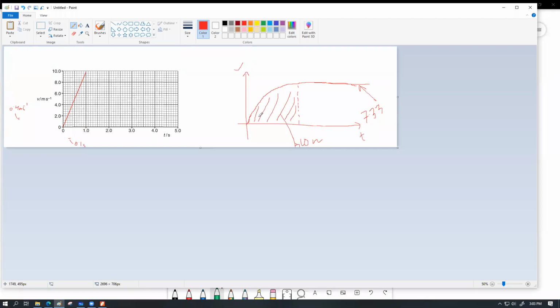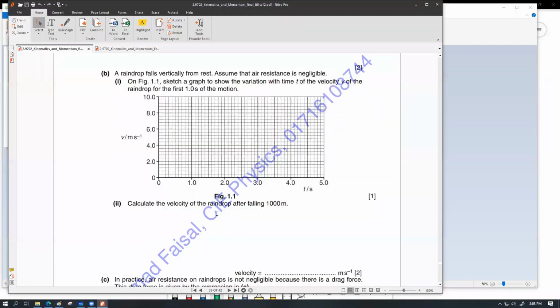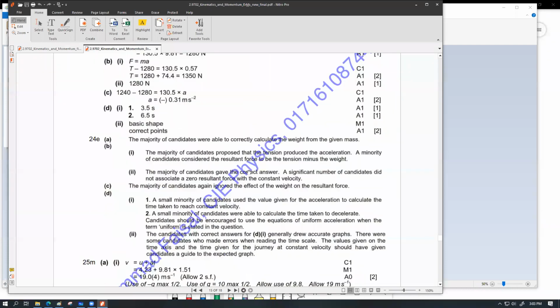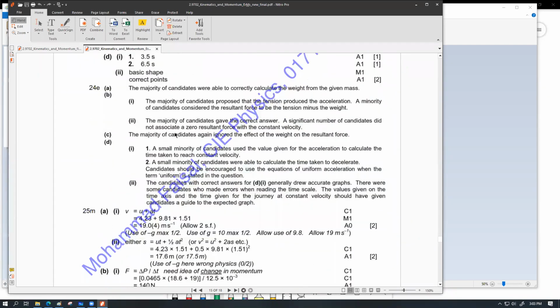The mark scheme says we should keep it to 7 meters per second. It does? Yeah. I first drew it to 7.33, and then I looked at the mark scheme and it changed it.